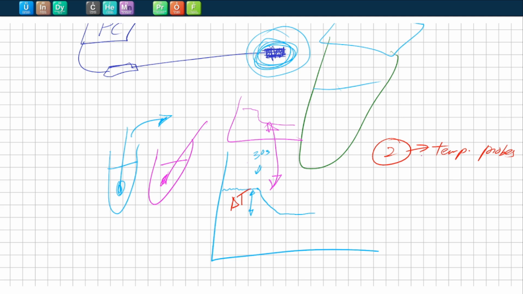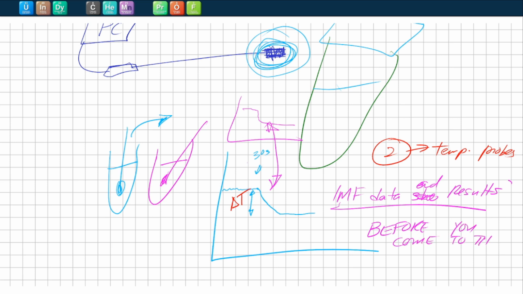You must print before you come to lab. Here's the IMF data and results sheet that you need to print and bring. And you also, before you come to lab, print and complete the "Before You Come to the Lab" sheet. That's the name of the PDF sheet. So print this and complete it, and then also print the IMF data and results sheet and bring that as well with you. I will see you in labs.